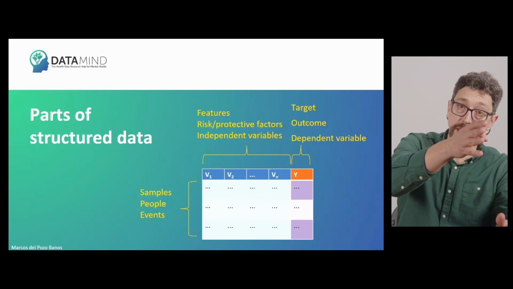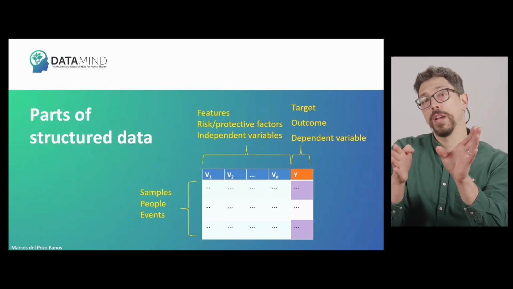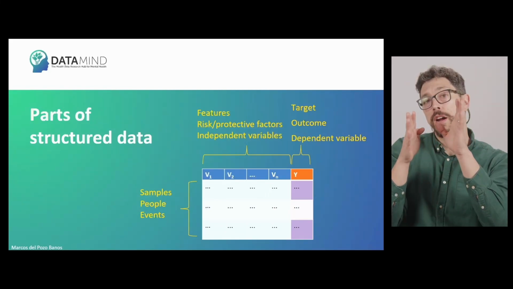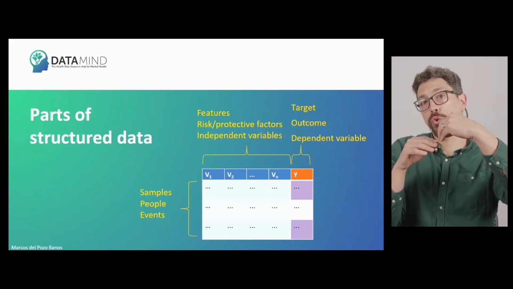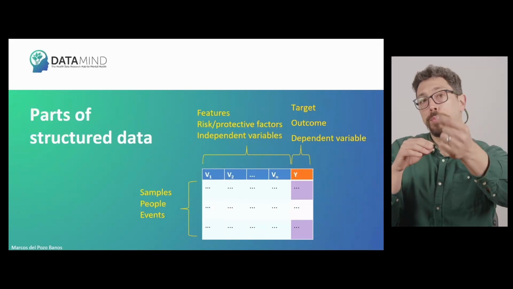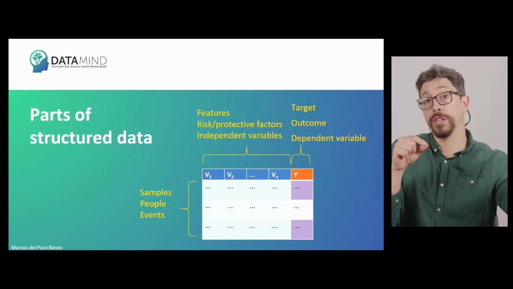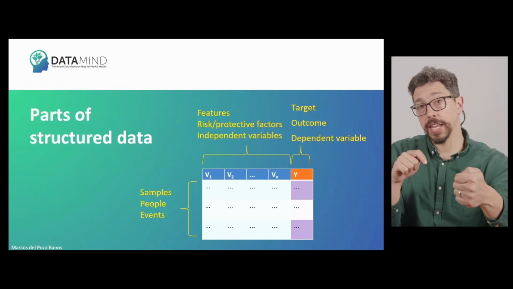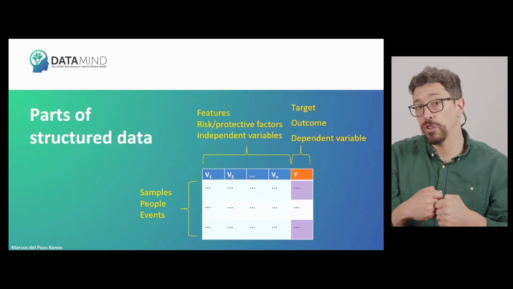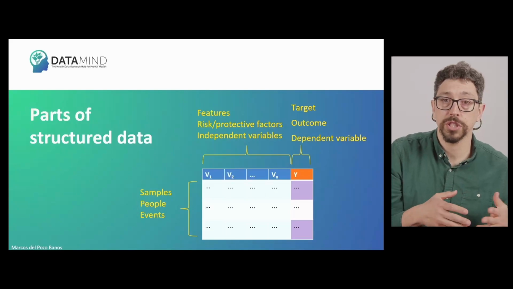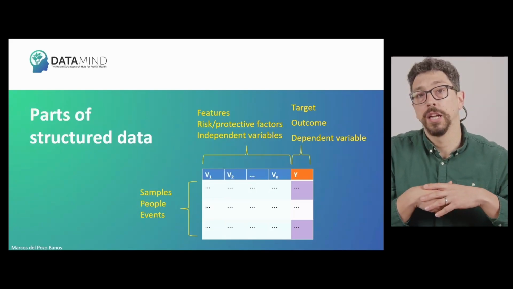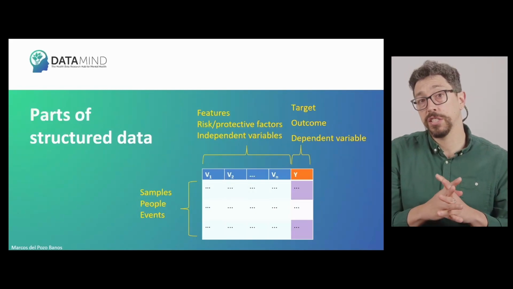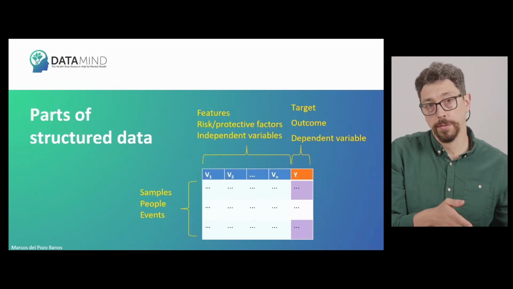Then you can see in the table that the last column often is what we want the machine learning to output based on all the input features. So this is what we call in machine learning the targets. In mental health research, this is often the outcome of interest for us. And in statistics, this will be the dependent variable.